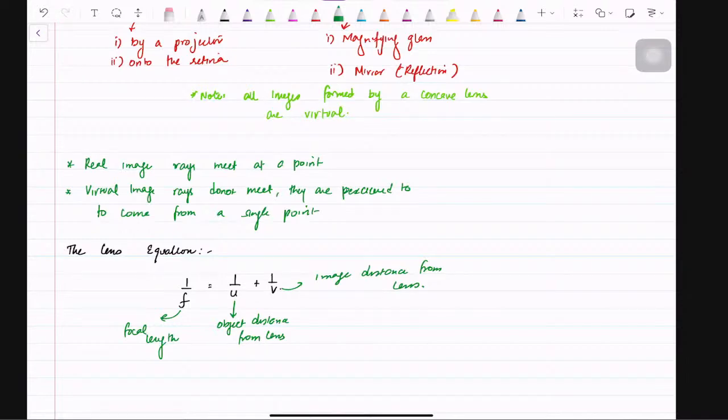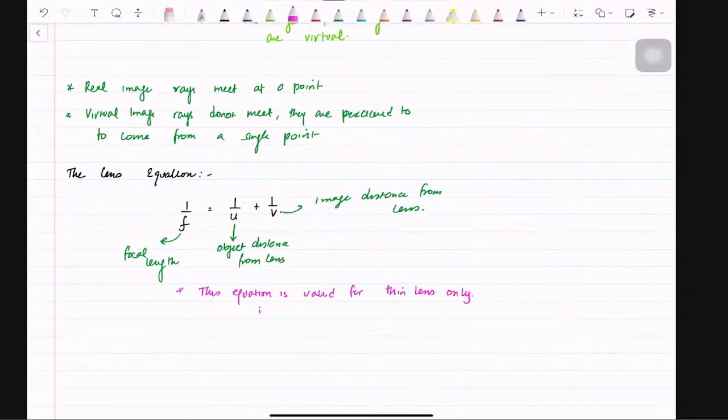Now, please note that this equation is valid for thin lens only, whether it's diverging or converging doesn't matter. And the values are positive when the image is real. That's how you know that too.